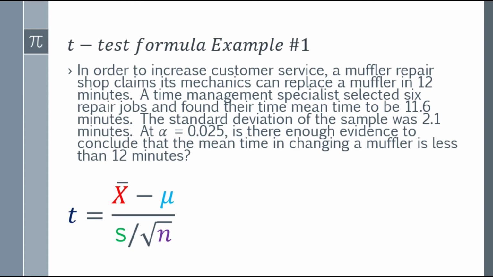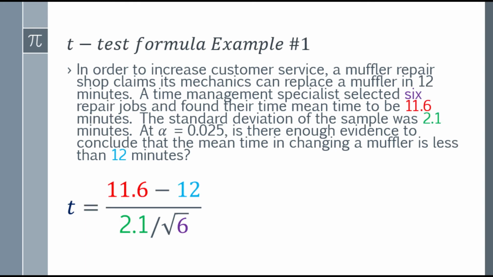So first one, lagay mo na agad yung formula. Next one, i-substitute mo na yung mga values dun sa formula. Okay, so ang sample mean natin, that will be 11.6. At ang hypothesized mean natin, that will be 12. Ngayon, yung sa baba naman, yung sa denominator, sample deviation daw ay 2.1 minutes. So 2.1. At ilan ba ang sample natin? That will be 6. So nalagay ko na siya.